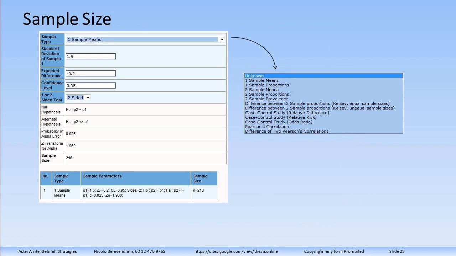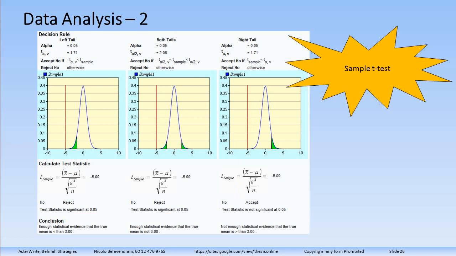AsterWrite also includes sample size calculations for many 1 and 2 sample means, proportions, prevalence, differences, and correlations. You can select the sample type and enter relevant questions to obtain the sample size. Once the data is entered, AsterWrite automatically conducts the appropriate analysis.